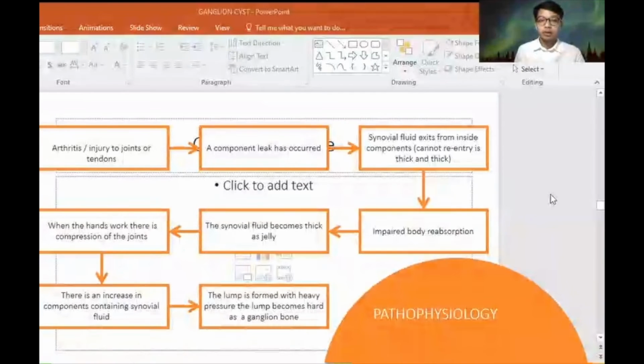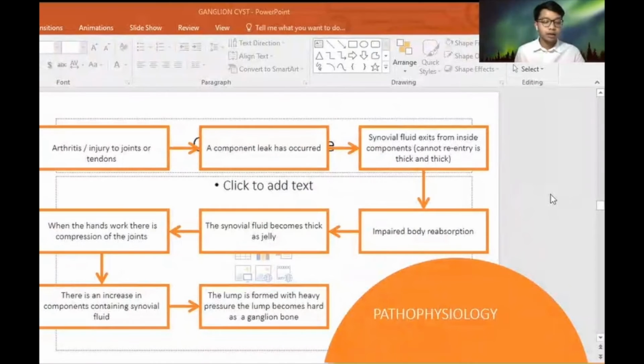Now I'm going to explain the pathophysiology of ganglion cyst. Normally, joints and tendons are coated with a special fluid that locks in the small component. Sometimes, due to arthritis, injury, or for no apparent reason, a leak occurs and the component becomes thick like honey.